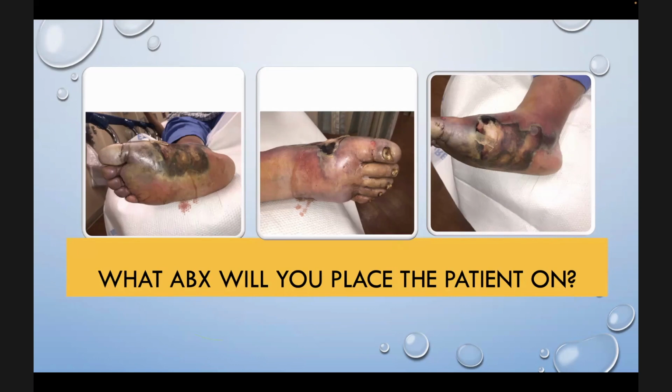And why? Well, it's definitely not mild because it's greater than 2 centimeters away from the border of the wound. Who's talking? Let me give you credit.